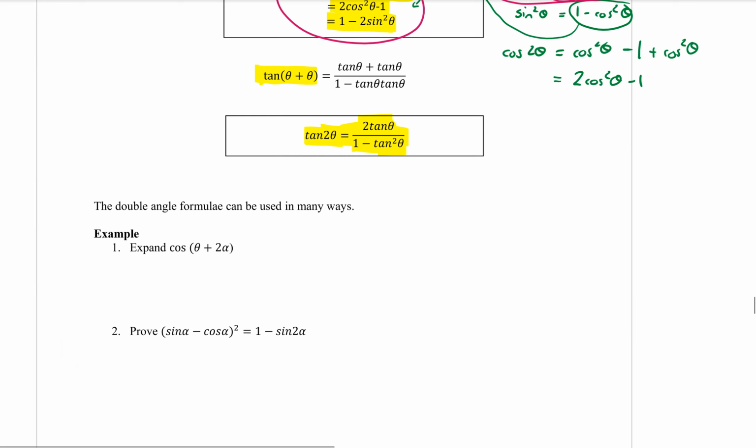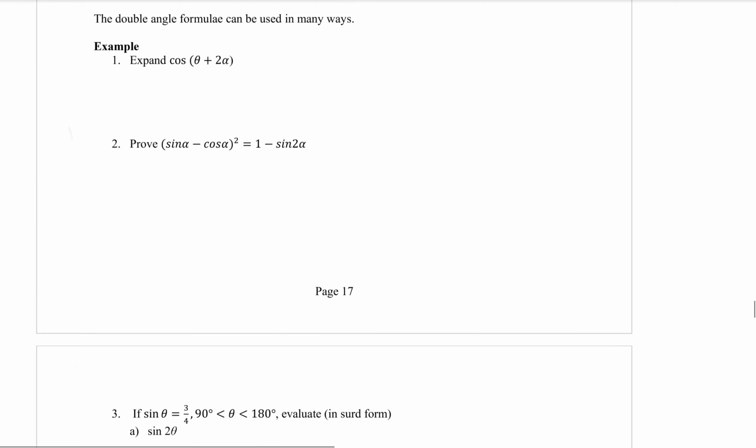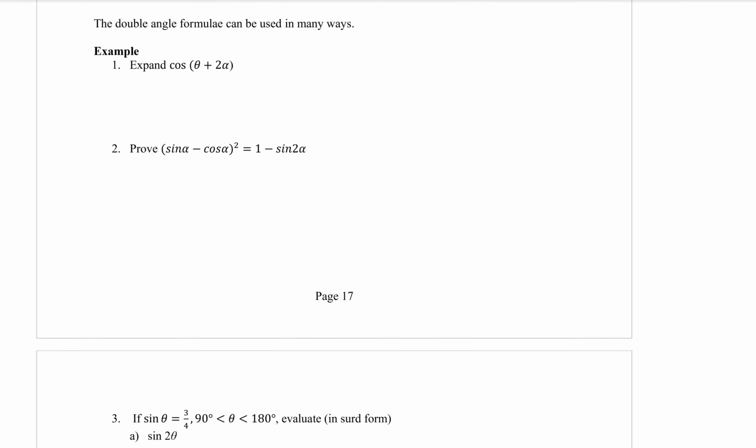Alright, to the questions. Example number 1. It says, expand cos of theta plus 2 alpha. At the moment, that is just a normal compound angle expansion. So using our compound angle formula that hopefully you've got there near you somewhere where you can look at, to expand that, you have cos of the first thing in the bracket, which is theta, times cos of the second thing in the bracket, which is 2 alpha.